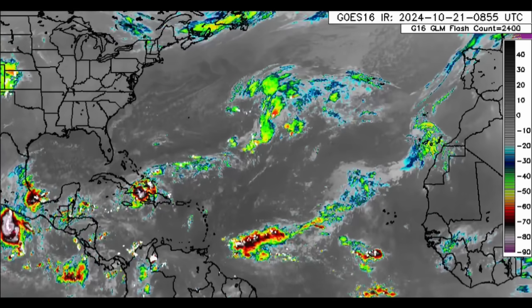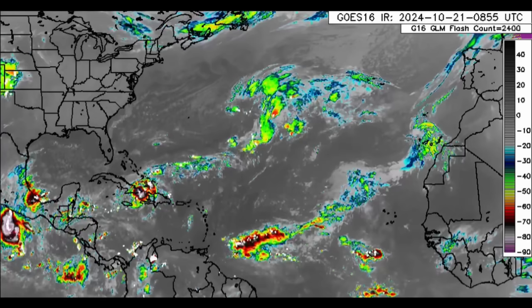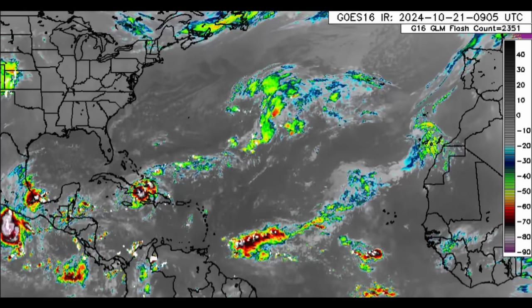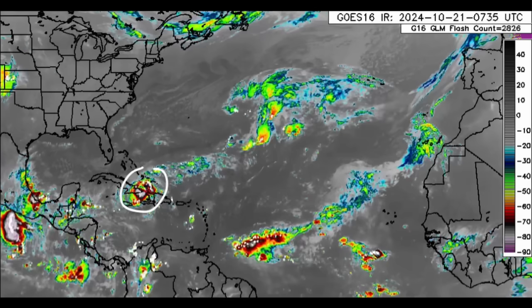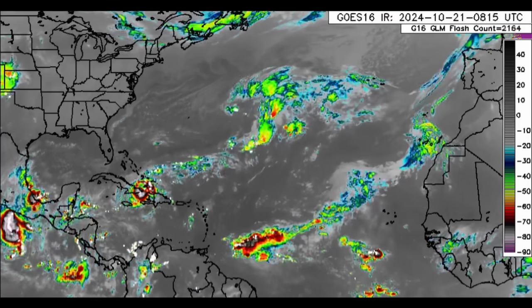So we're going to be looking at what is happening across the North Atlantic. We can see a lot of spots of convection out there. So we've got Tropical Storm Oscar. Oscar was a hurricane and has since been downgraded to a tropical storm.